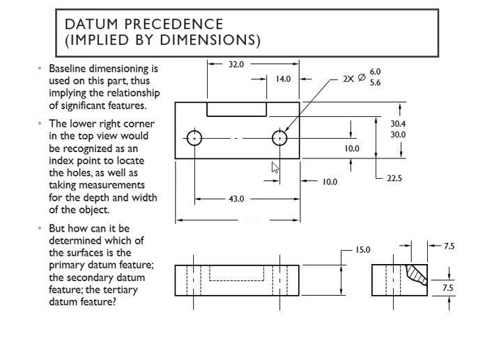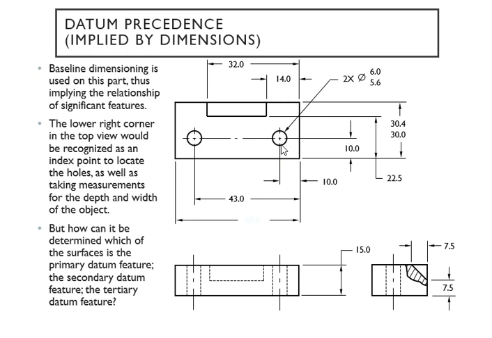So our first view is your top view, and you're going to go to the lower right corner, which is this, and that is your index point. What are we locating? We're locating the feature. What is the feature? We can see right there, right here too. So right there is your hole.